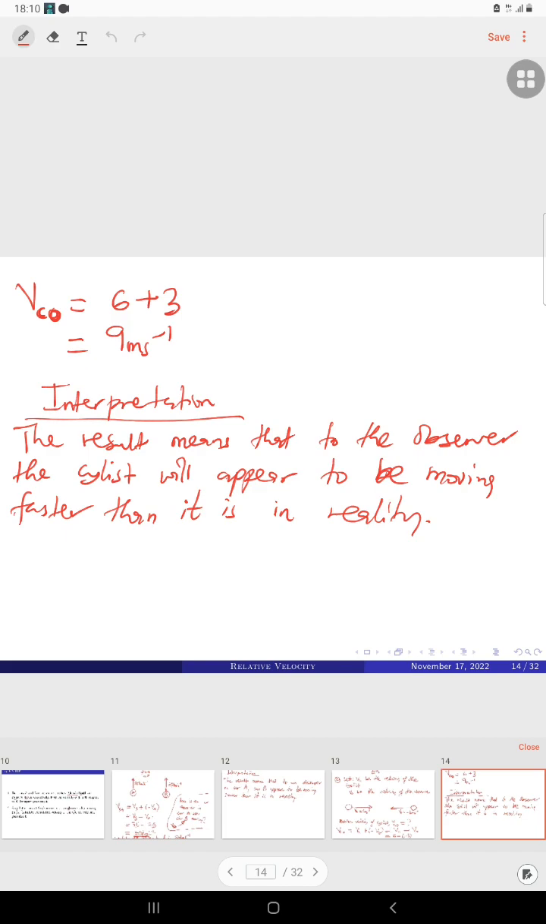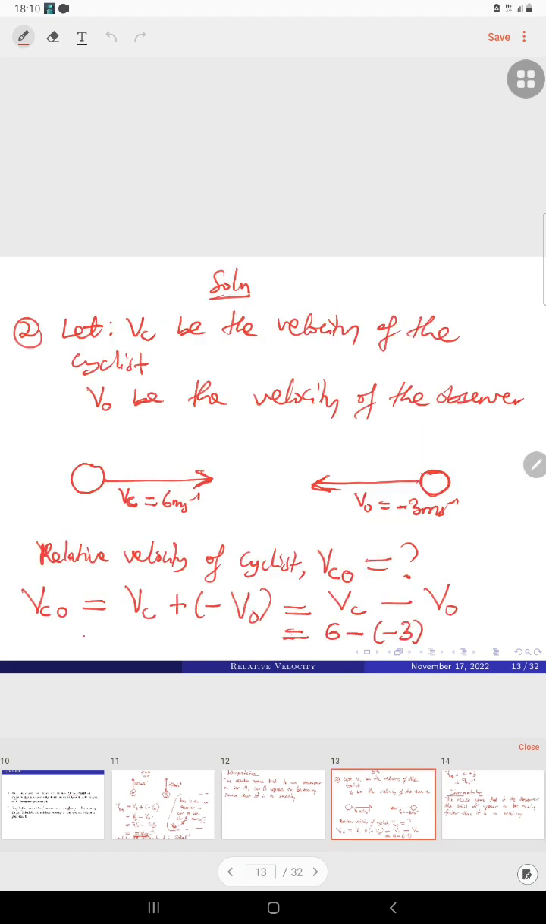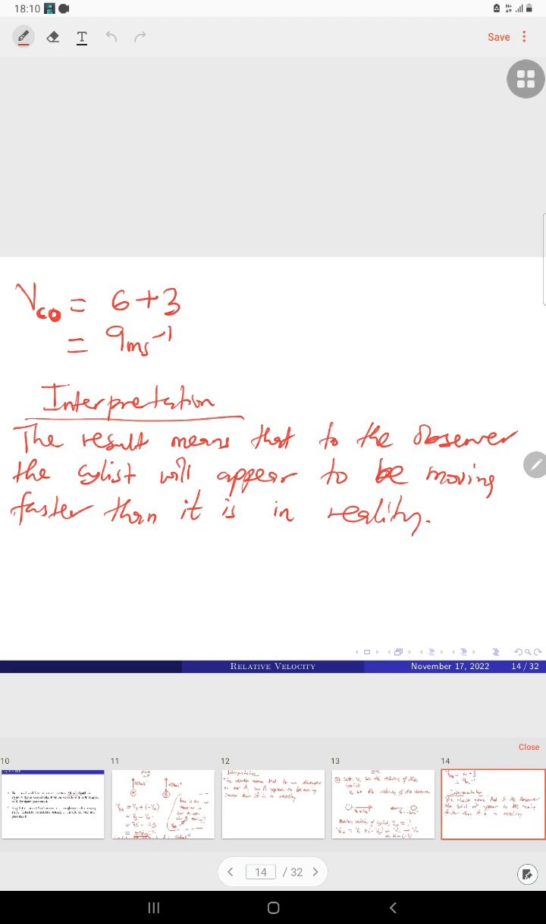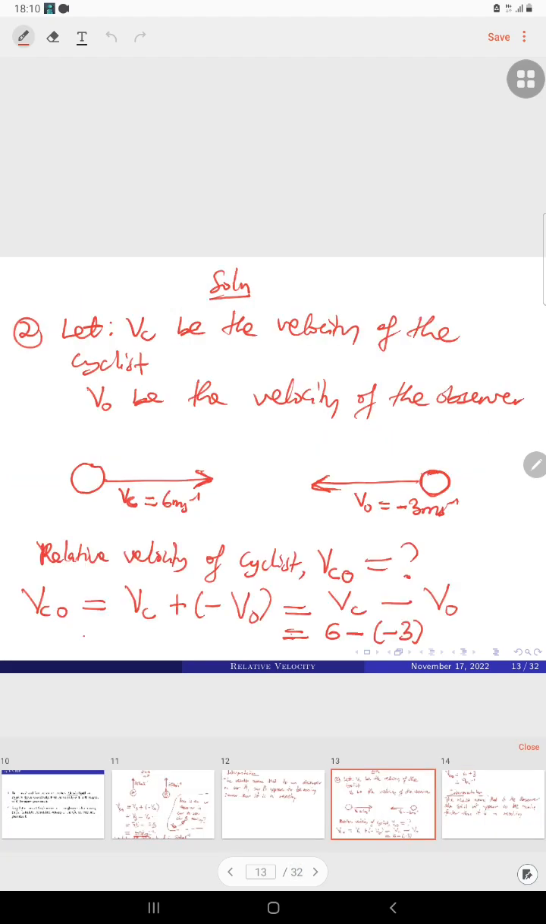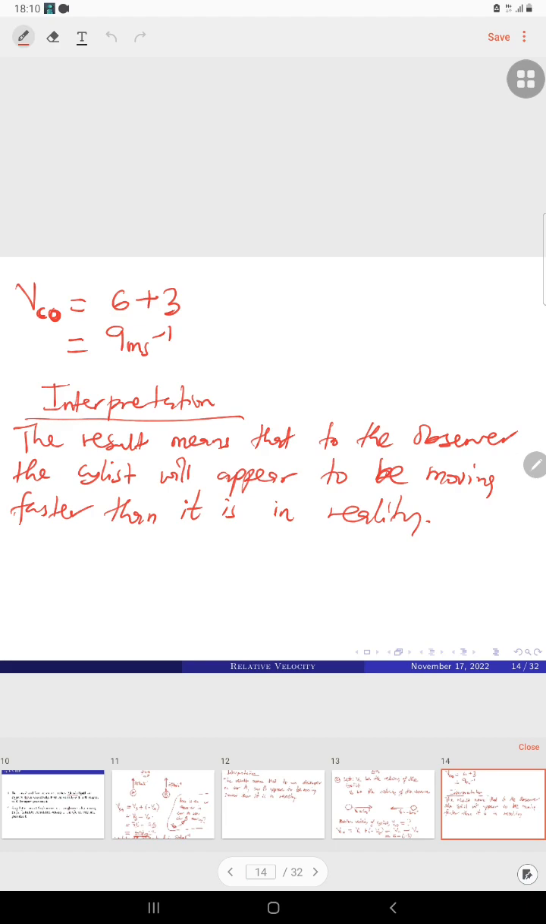In reality, the cyclist was not moving with 9. But you see, because the observer and the cyclist were moving opposite, see what the observer is seeing. The observer is seeing that the cyclist is moving 9. But it's not moving 9. Actually, it was moving 6. That is the meaning of relative velocity of the cyclist. So this is what we can write over here.